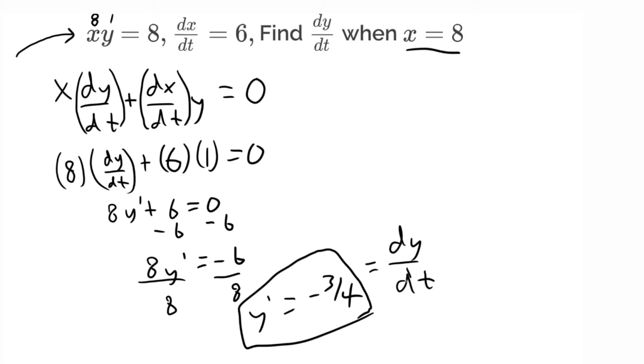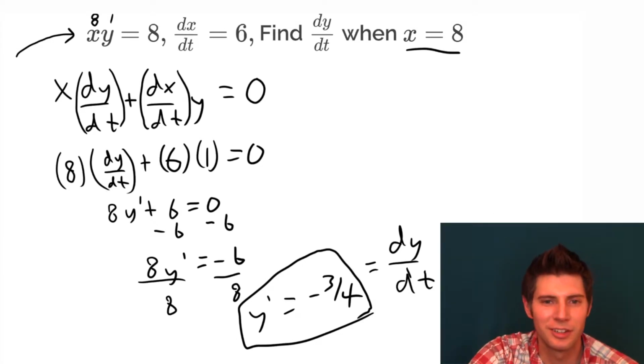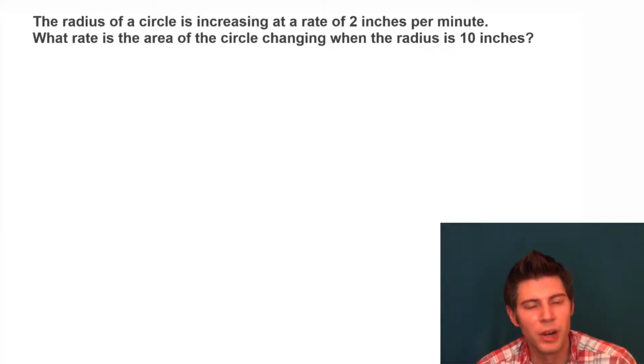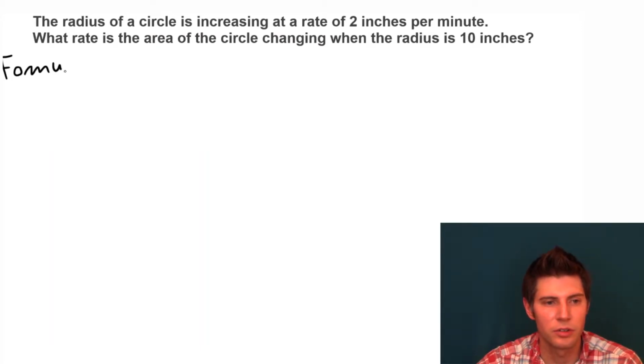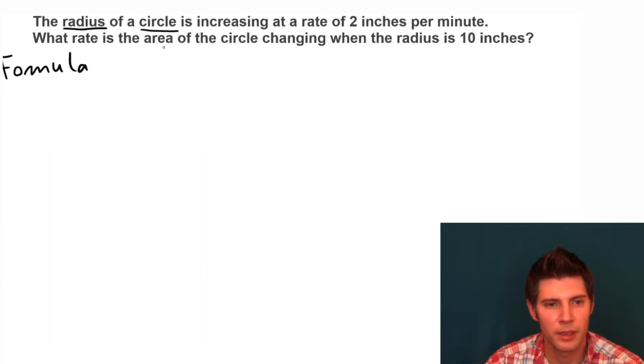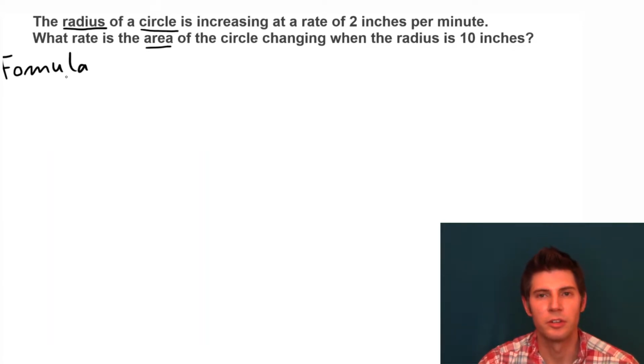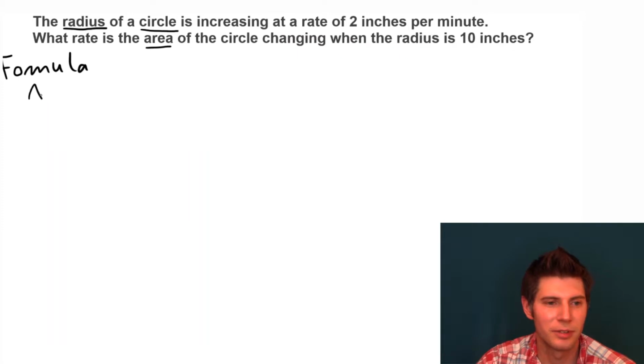Let's see the next one. Now onto the word problems. The radius of a circle is increasing at a rate of 2 inches per minute. What rate is the area of the circle changing when the radius is 10 inches? So first thing we want to identify is the formula that we're going to use. So I see radius, circle, and area. So I'm going to use the area formula for a circle. Area equals pi r squared.